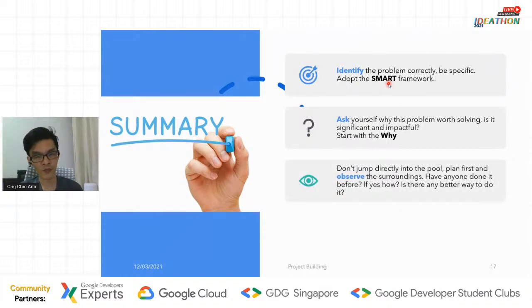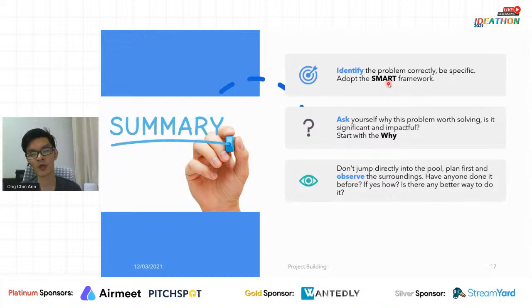The third one is also very important, because when someone gets excited, they tend to go into the coding or the implementation immediately without going through the proper process. In other words, don't jump directly into the pool. Plan first and try to observe your surroundings. Has anyone done it before? If yes, how did they do it? Is there any better way to do it?